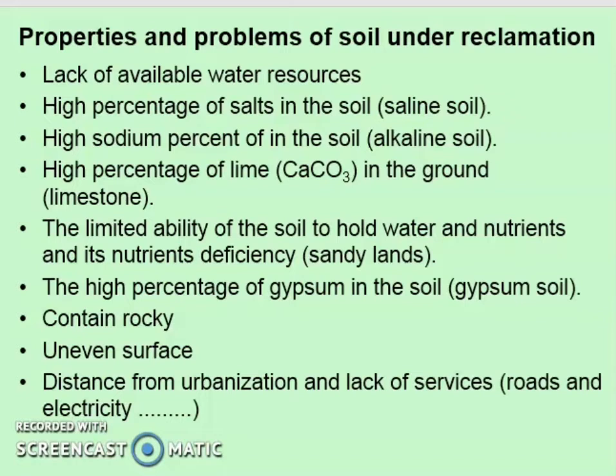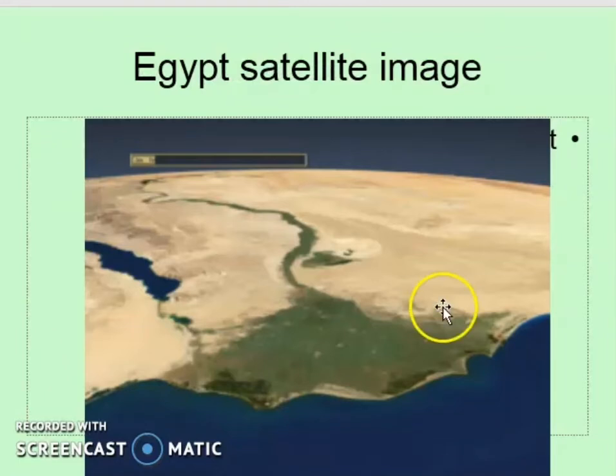For example, if you look at the map of Egypt here, you will see that all the area of Egypt is desert, with the exception of the areas around the Nile River and the Delta. Why here? Because there is fresh Nile water. Here there is no available fresh water, so all of the land here is desert, a huge desert.